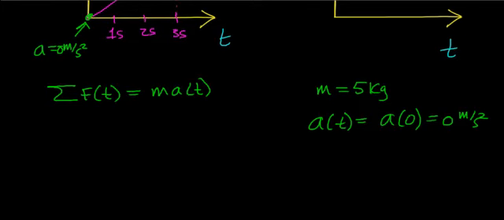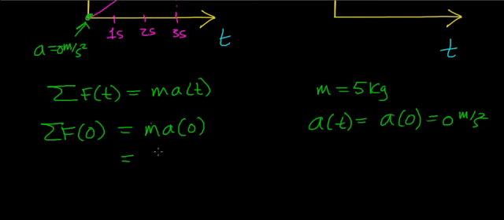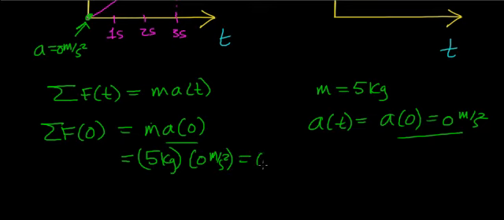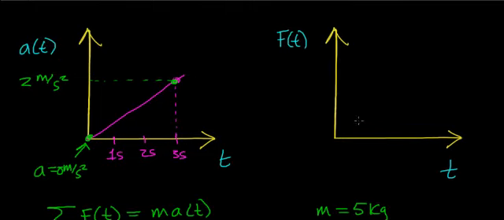So if I wanted to figure out my force, or the sum of the forces when time is 0, I plug in that point, and I write mass times my acceleration at 0 seconds. In this case, this will be 5 kilograms, because that's a constant, times the acceleration, which I figured out by the graph is 0 meters per second squared. And in this case, my force will be 0 newtons. So I would go over to my force as a function of time graph and just put that point there.